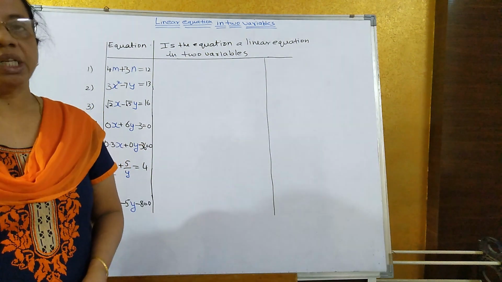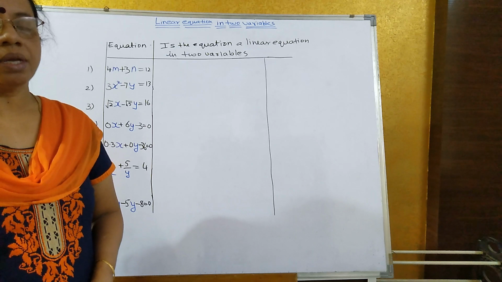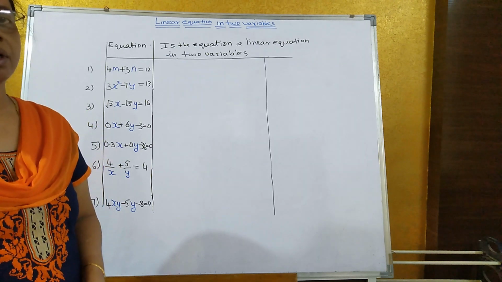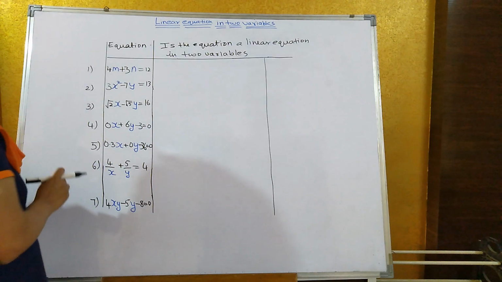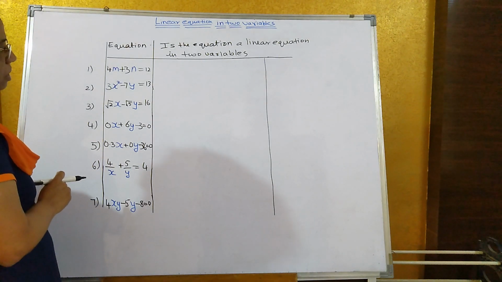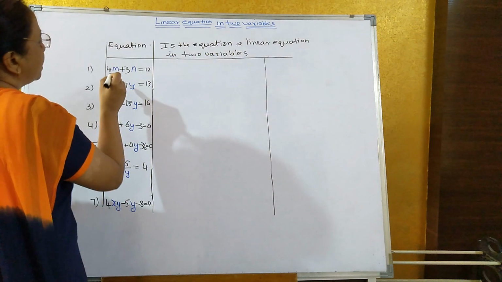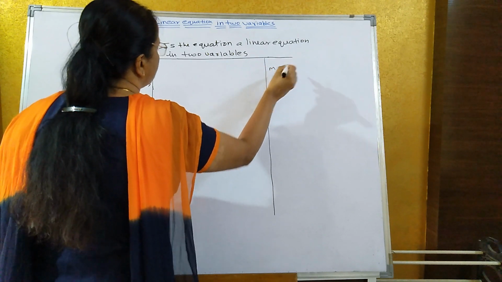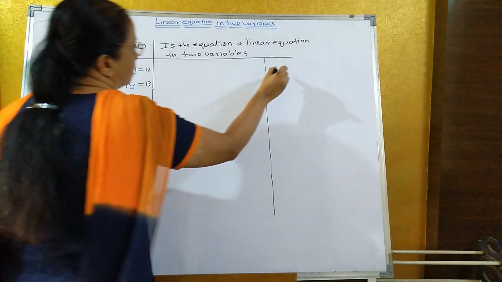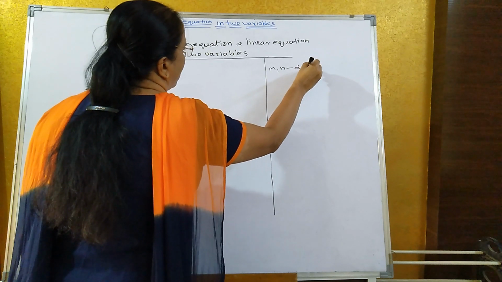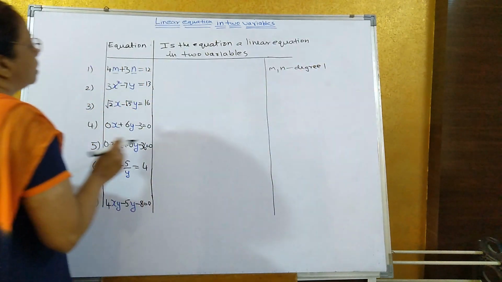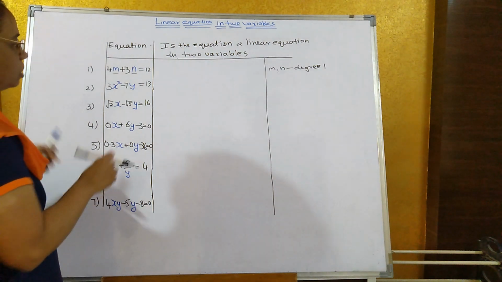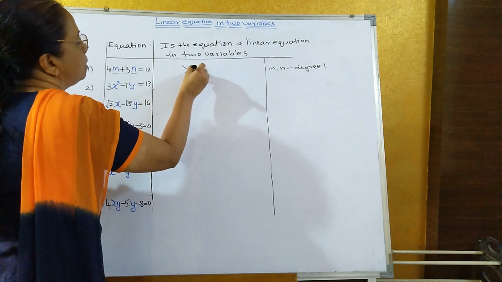Now see the activity on page number 1. Some equations are given. You have to find out whether the equation is a linear equation in two variables or not. Now in the first one, 4m plus 3n is equal to 12. Here there are two variables m and n. What is the degree of both m and n? Degree of both m and n is 1. So if the degree is 1 and two variables are there, then it is said to be a linear equation in two variables. So yes, it is a linear equation.